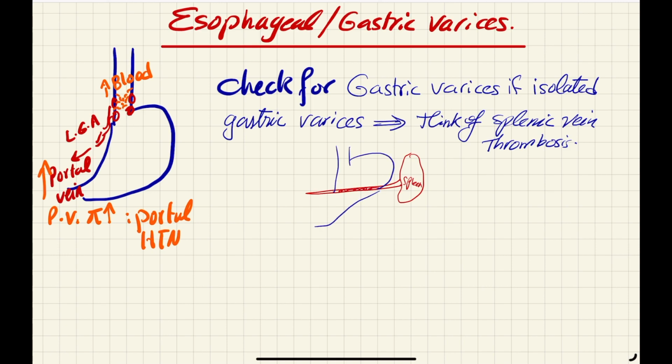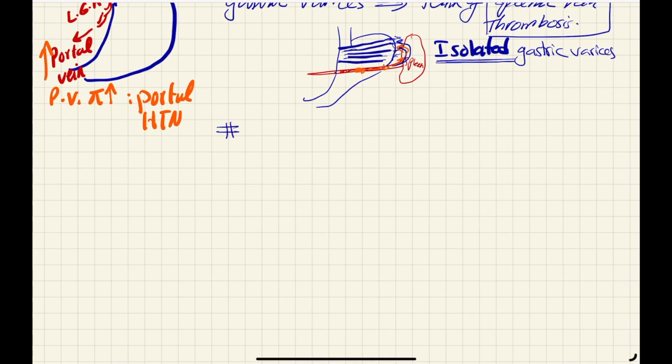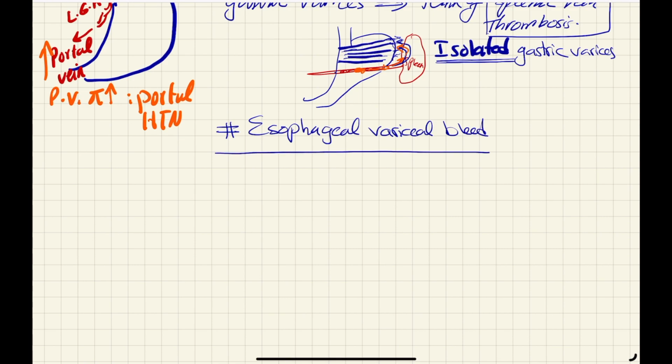Remember, if you see isolated gastric varices, think of splenic vein thrombosis. The spleen drains its blood through the splenic vein. However, if this is obstructed by thrombosis, it will shift to the small gastric veins, which drain through the stomach walls into the left gastric vein. So when we have a thrombosed splenic vein, we will have engorgement of the small gastric veins, and that will give us the gastric varices.